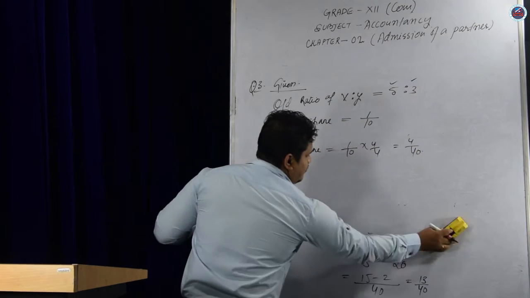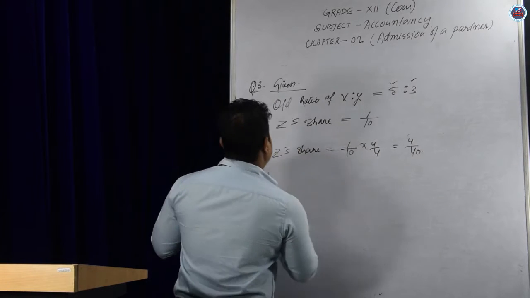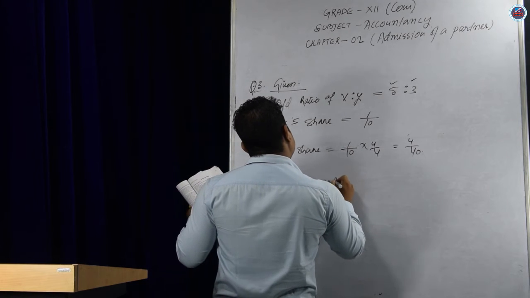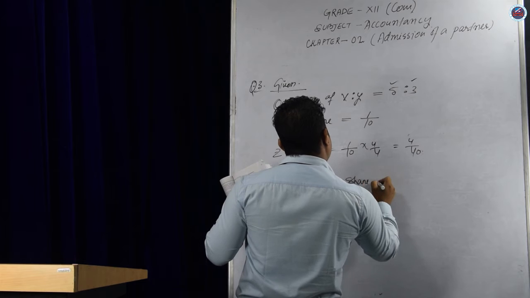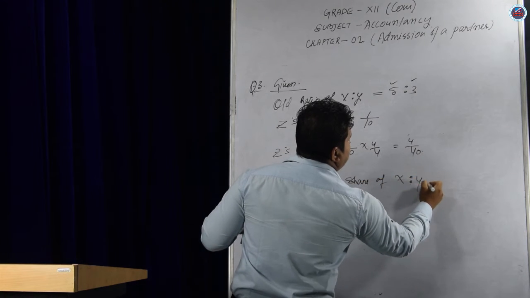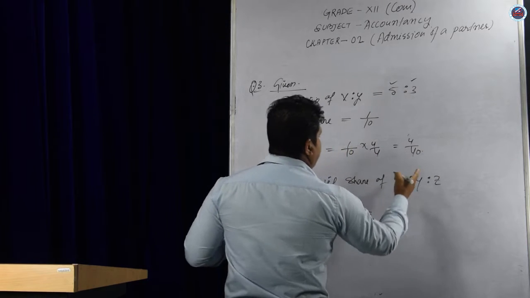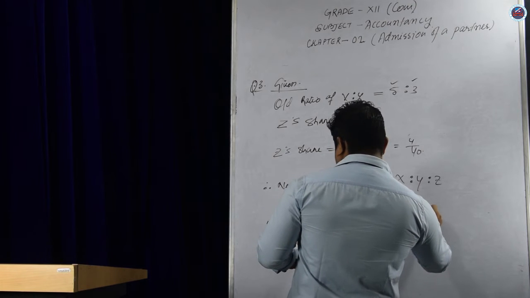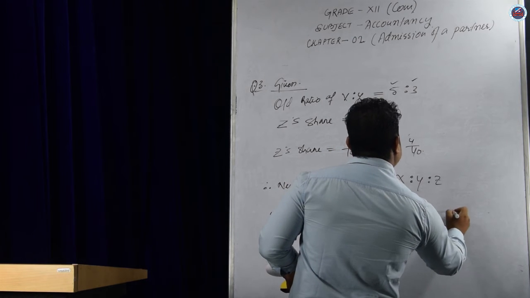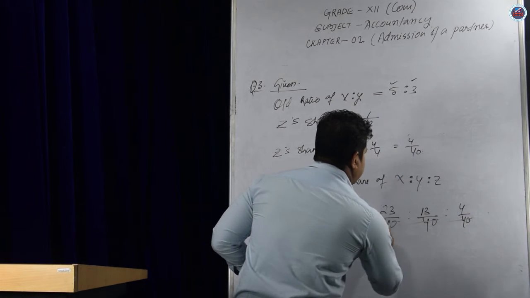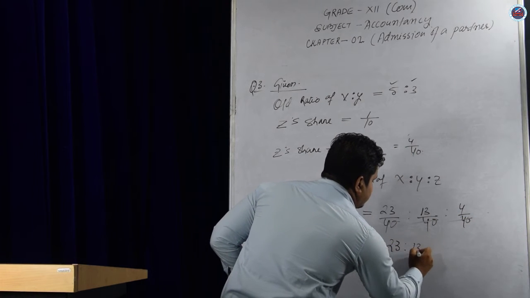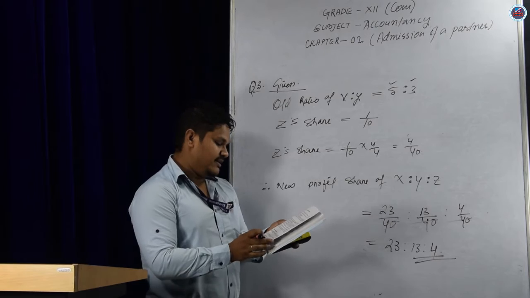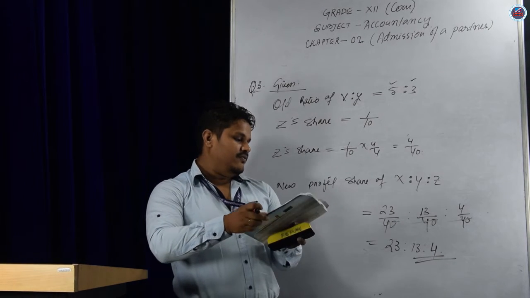Therefore, the new profit share of X is to Y is to Z is equal to how much? X is 23 by 40, Y is 13 by 40 and Z is 4 by 40. If you cancel it, the answer will be 23 is to 13 is to 4. That is the new share of X, Y and Z. That is one.